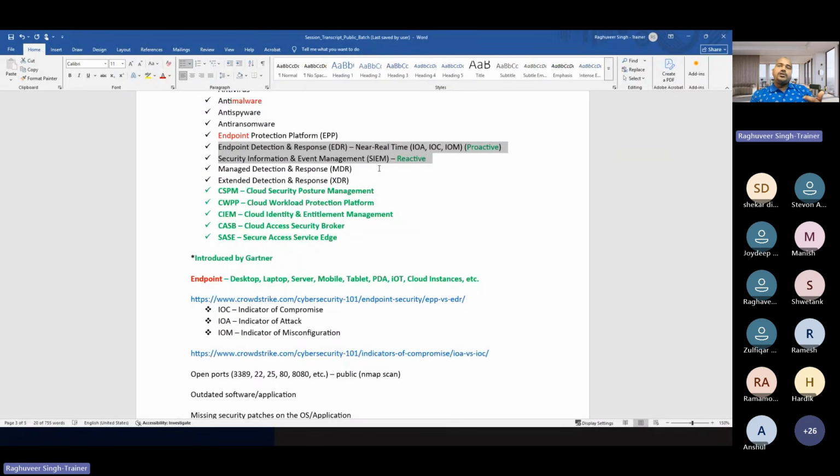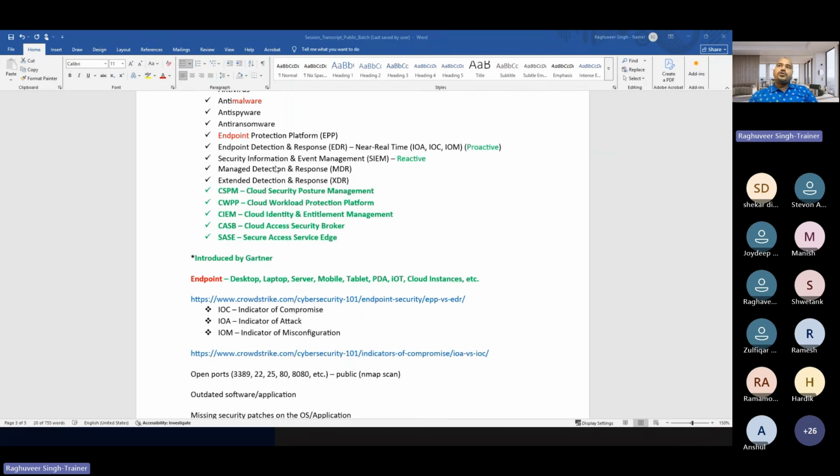So an XDR solution has EDR capabilities, they have SIEM and SOAR capabilities, they have vulnerability management capabilities, they have CSPM capabilities, they have CWPP capabilities, they have multiple capabilities. So it's not a new technology. It is like you combine multiple security technologies into one solution and you call it an XDR solution. That's what XDR is all about. Then comes some additional security terminologies that you need to be aware of.